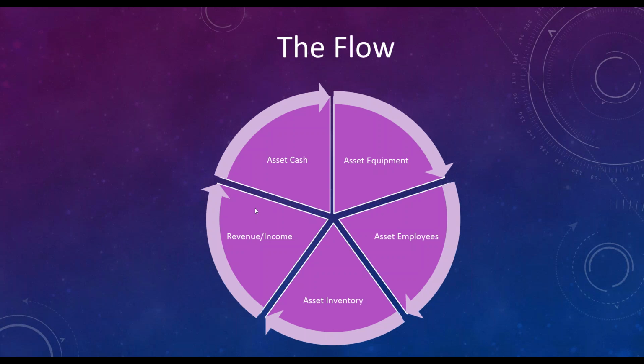So let's look at the flow. Here we have asset cash. And we sat down, we talked about a concept, so now we need to take the asset cash and invest it in asset equipment: ovens, grills, deep fryers, walk-in refrigerators. These assets are the tools that we're going to utilize to get our initial investment back plus a return on that investment. So it is important that we understand how to manage that.